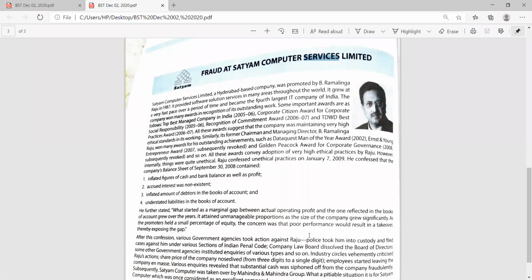Gurjeet, I request you to unmute yourself and start reading this first para. You will read the first para, then the next will be done by Akshay.